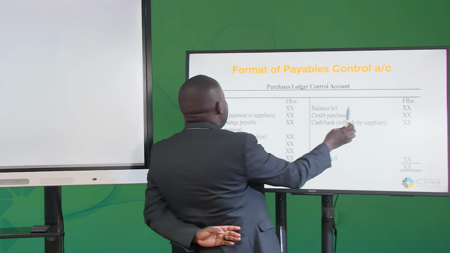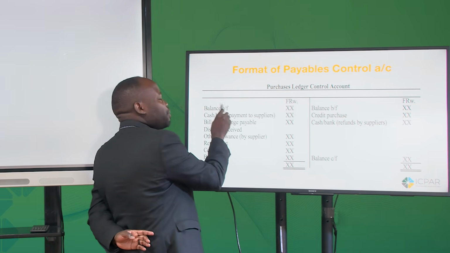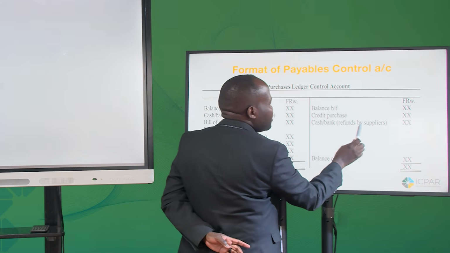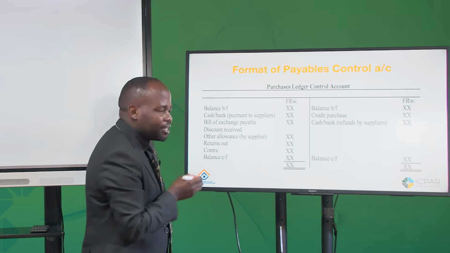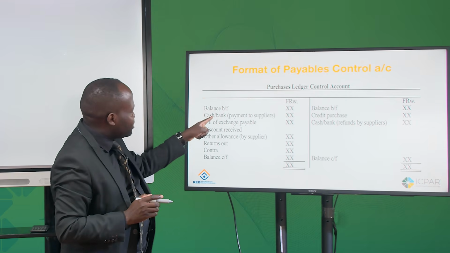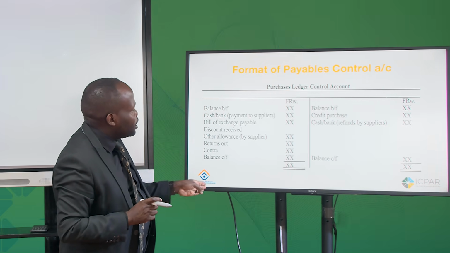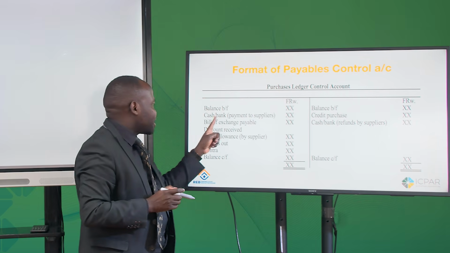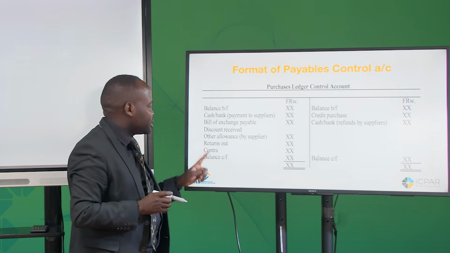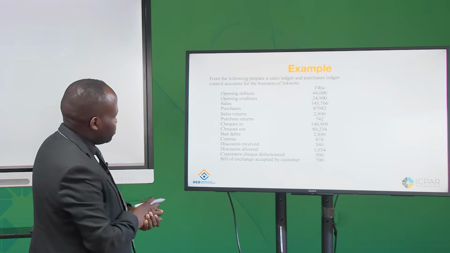So in payables, the opening balance is on this side. It can only be this side if we overpaid suppliers. So opening balance, credit purchases, cash bank, refund by suppliers. If suppliers refund you, the refund is a credit entry, and then these are just the opposite of all those credit entries in the receivables. They are now on the debit side of the payables. So that is cash paid, bills of exchange, discounts received, other allowances, return outwards, and contra. A contra is an entry that affects both the receivables and payables.